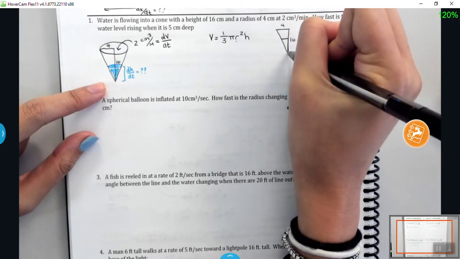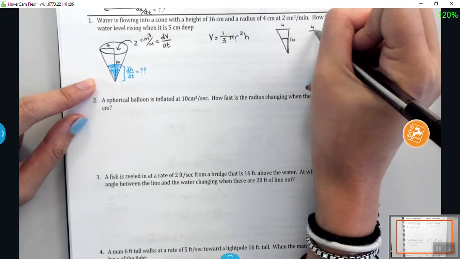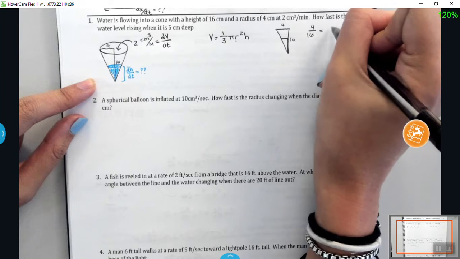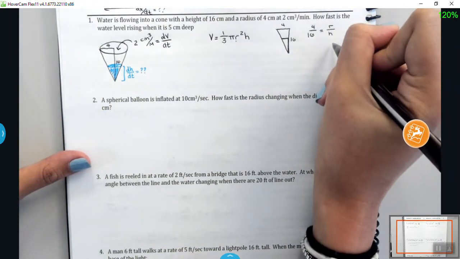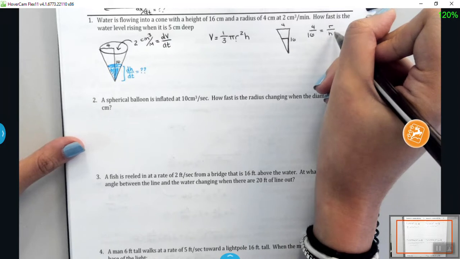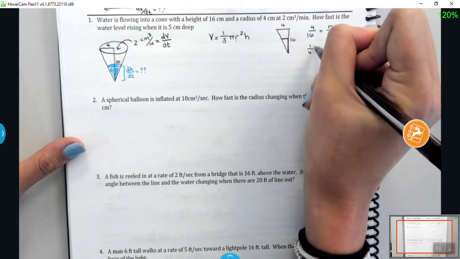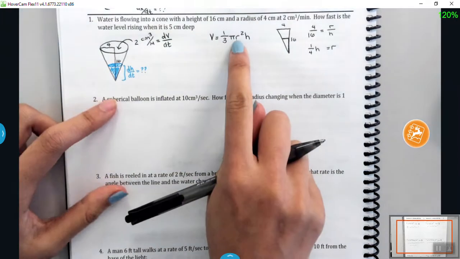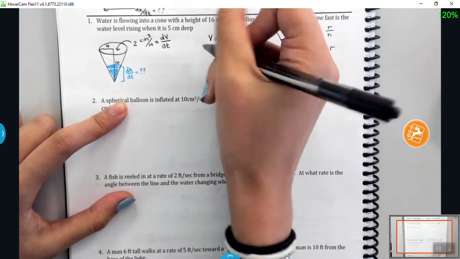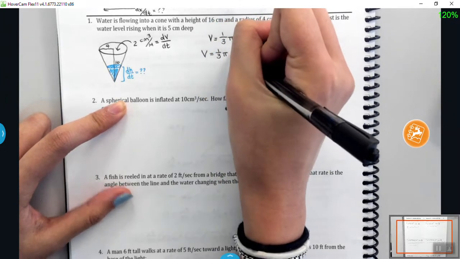4 and 16, so do a similar triangle in here. It's not too bad. So 4/16 is equal to r/h, right? Am I replacing r with h? Yeah, that makes sense. So r is equal to 1/4 the height, right? Okay, so now I can replace this r with 1/4 h, and my equation only has h's in it and V's.